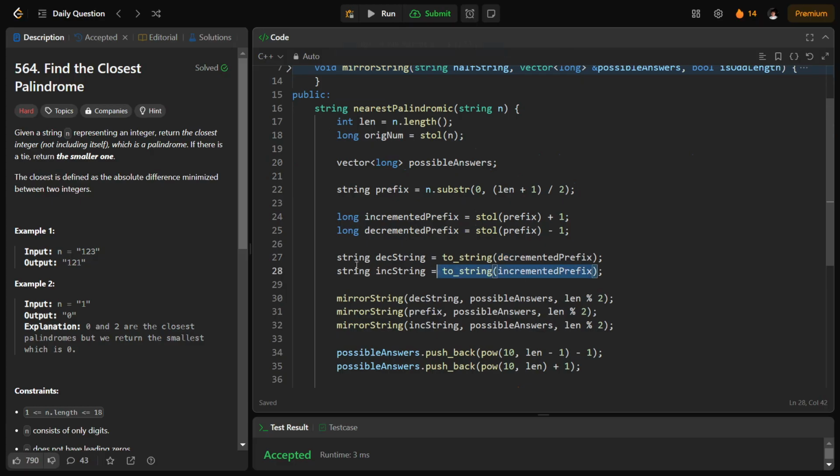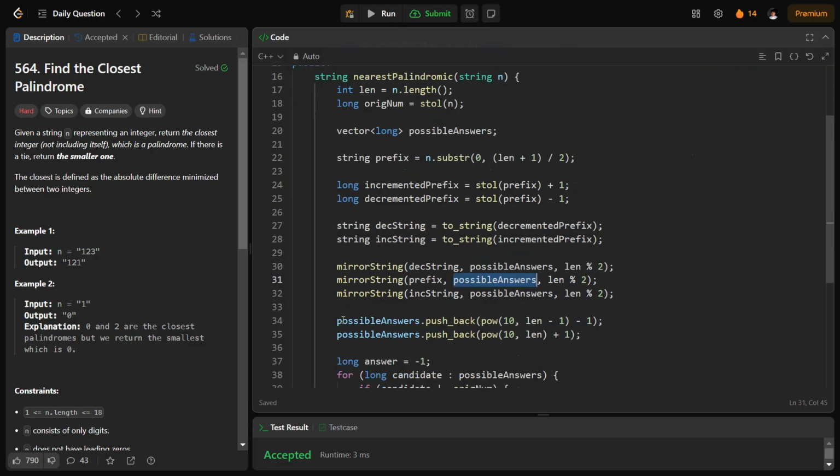So incremented and decremented string, and what I do is I take the decremented string and mirror it. This length is basically keeping track of whether the length of the original string is odd or even, because based on that we do the mirroring, right? We discussed odd and even before. So I take the decremented string, reverse it, and put it into my answer. Or I take the incremented string, mirror it, and put that into my answer. Or I take just the prefix, the same element, and put that into my answer.